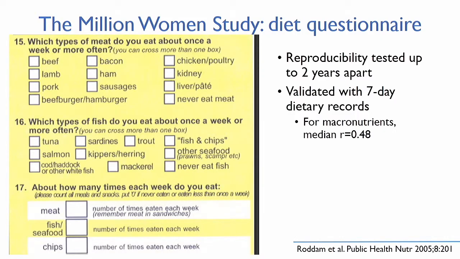So this is the dietary questionnaire that was sent out about 3 years after recruitment. It took up about 1 page of this 4-page questionnaire. And it's sort of a food frequency questionnaire, but not as we know it.